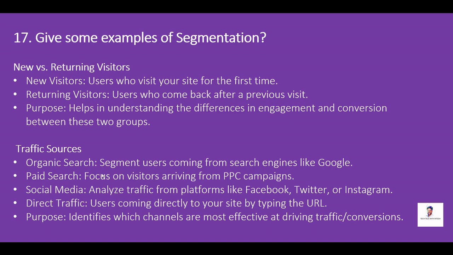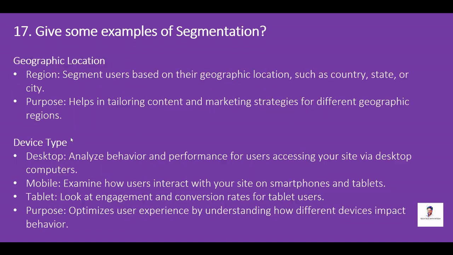So for example, I see that through organic search it is doing well, but maybe through social media the traffic is not coming. So the marketing team can decide, okay, how can they promote their content on social media, right? So they can take that decision.